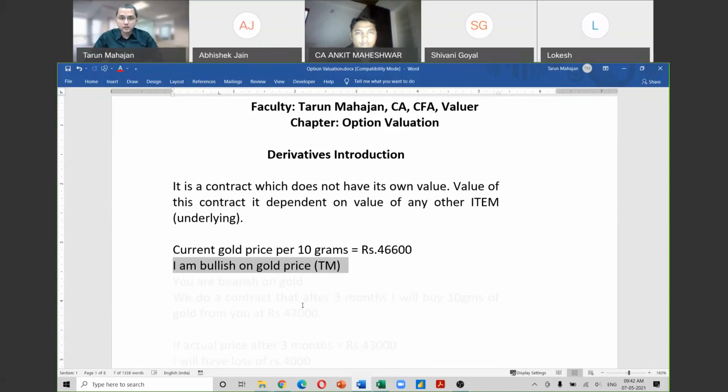What do you say? Let's talk about you. Suppose you are bearish on gold. You say, no sir, the gold price is already on the very higher side, and it is least expected that the gold price will rise further now. I am bullish that the gold price will rise. You are bearish that the gold price will fall. So we have a disagreement.